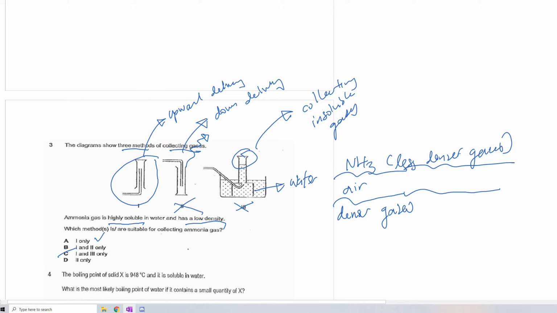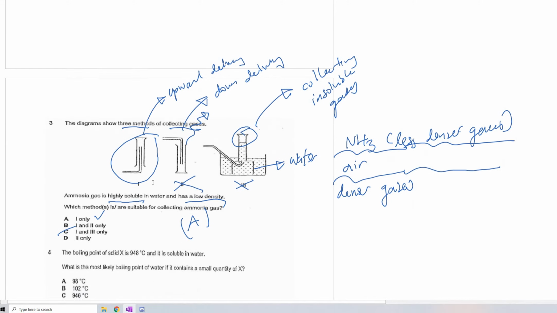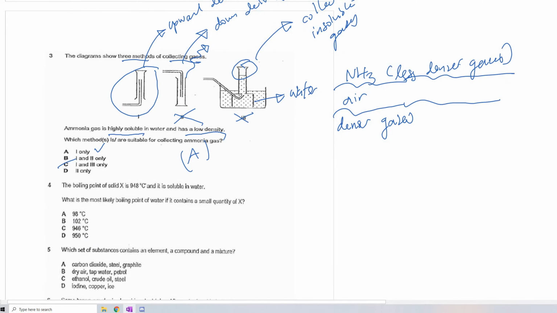Alright, so the answer for question 3 will be A. Okay, let's move on to question 4. The boiling point of solid X is 948 degrees Celsius, is soluble in water. What is the most likely boiling point of water if it contains a small quantity of X?